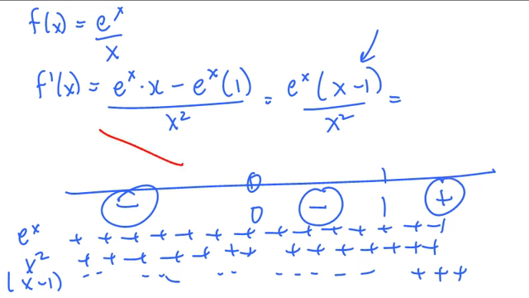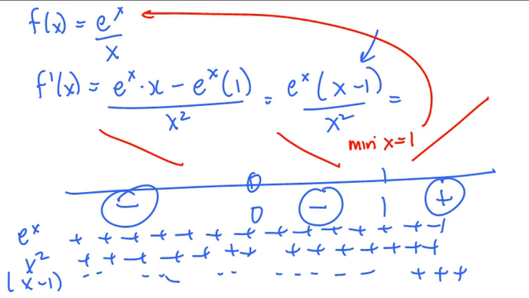So the function will look like this: decreasing, decreasing, and increasing, which tells you there is a minimum value here at x equals 1. If I plug 1 back into here, I get y equals e. There is no value for x equals 0 because that's not in the domain.